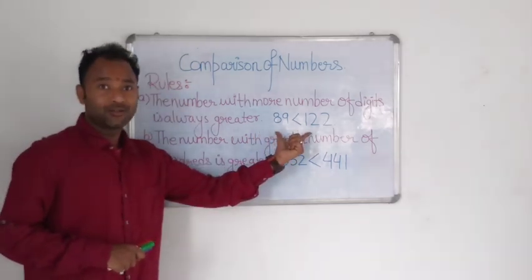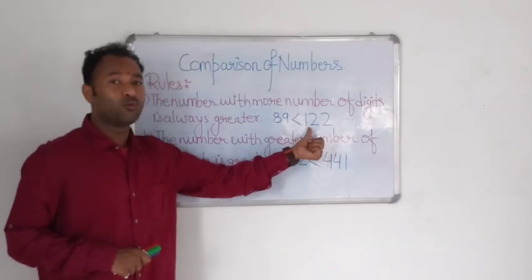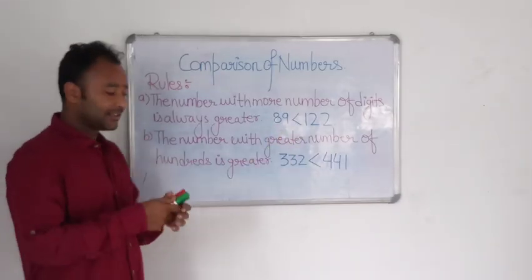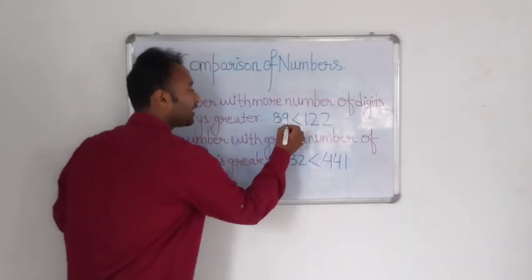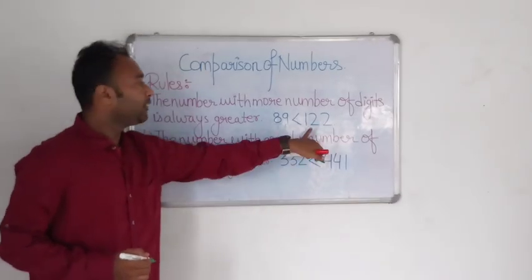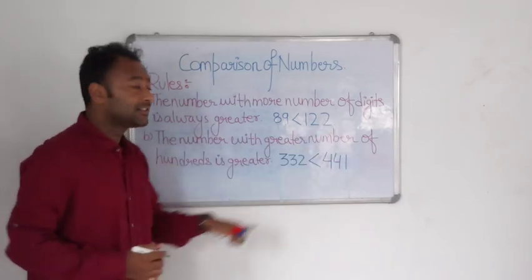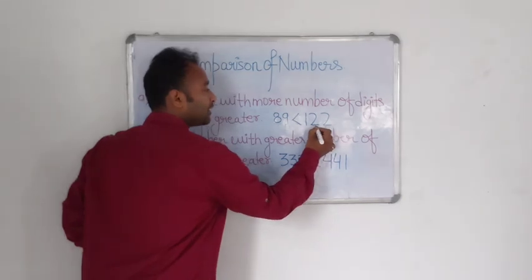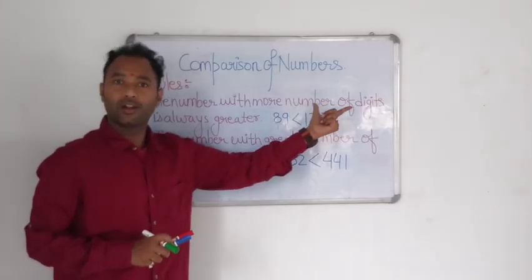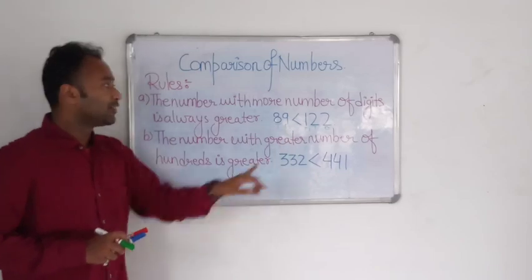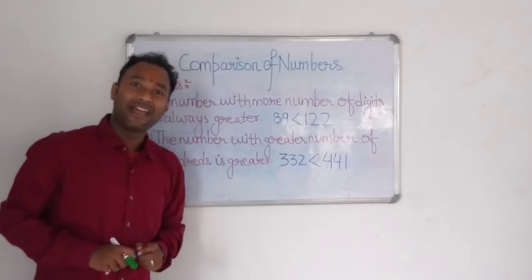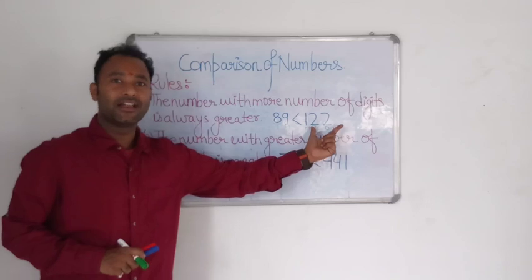In this example, can you see that sir has written 89 and 122? Can you count how many digits are in 89? This is in ones position and this is in tens position, so there are 2 digits. Now if we talk about 122, how many digits are there? There are 3 digits, that is ones, tens and hundreds. So whenever there are more digits, you will say that it is greater. In this example, which one is greater, 89 or 122? Very good. The answer is 122 is greater.